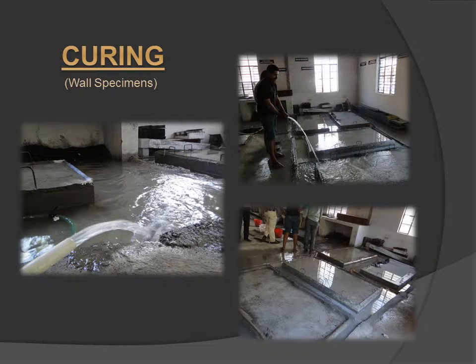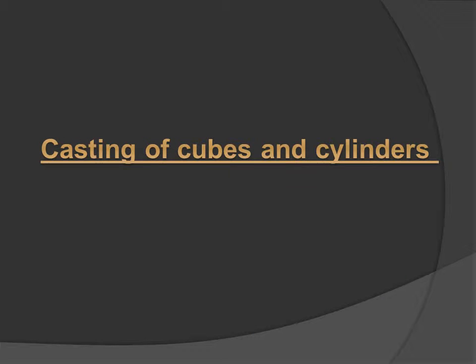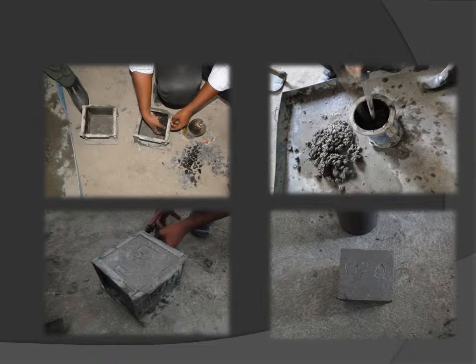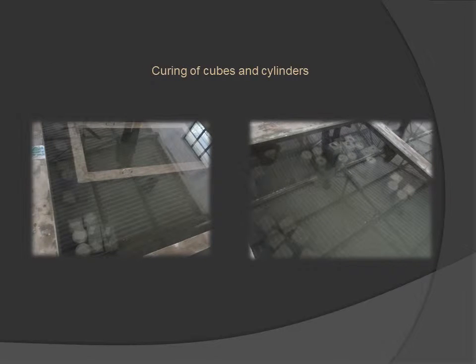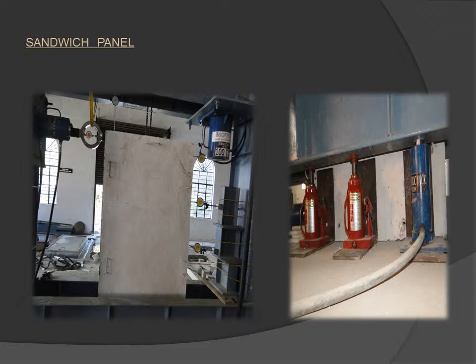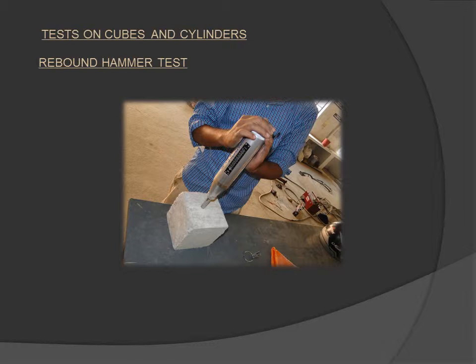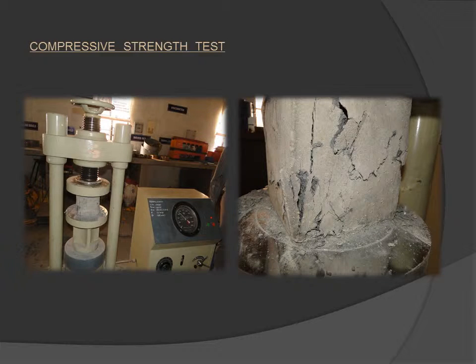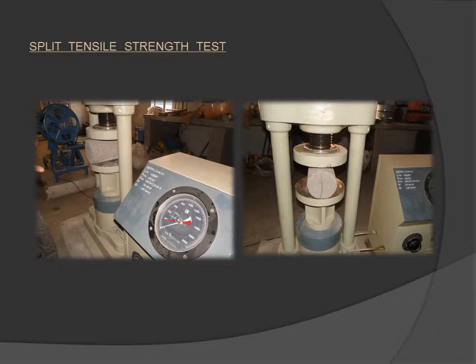Okay, then we went for the curing process. These are the wall specimens. Then casting of cubes and cylinders. These are the pictures showing the casting of cubes and cylinders, and then we cured in the same way. And then go to the testing of specimens. These are the sandwich panels testing. This is the rebound hammer test, and then this is the compressive strength test, and then split tensile test.